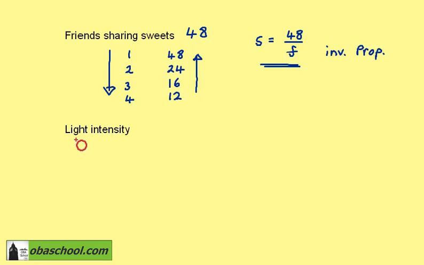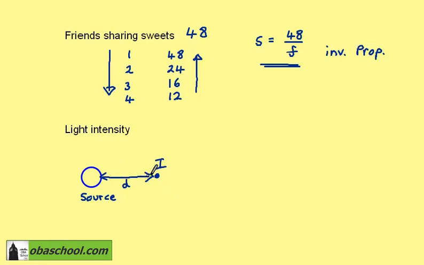Another situation which leads to an inverse proportion relationship is that of light intensity. We're going to discuss here something that is an actual law of physics. If we have a light source here, which may be something like a light bulb or the sun, then we're going to receive light at a point here, a distance d away from the source. The intensity of light we receive is I.